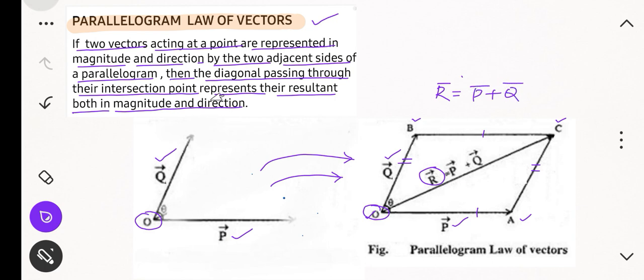So once again, see the statement here. If two vectors acting at a point are represented in magnitude and direction by two adjacent sides of a parallelogram, then the diagonal passing through their intersection point represents their resultant both in magnitude and direction. Here P bar, Q bar and R bar are vectors.